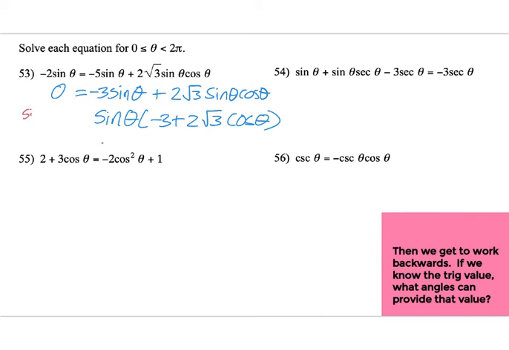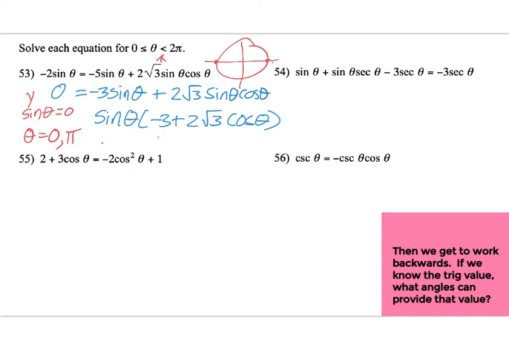The first is that sine theta equals 0. That happens any time that our y value is 0 on the unit circle. So those are these 2 points. That means theta could be 0 or pi. It can't be 2 pi because this is a non-inclusive endpoint for our domain.